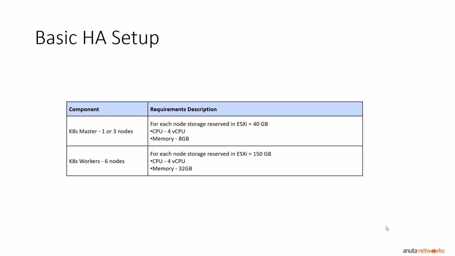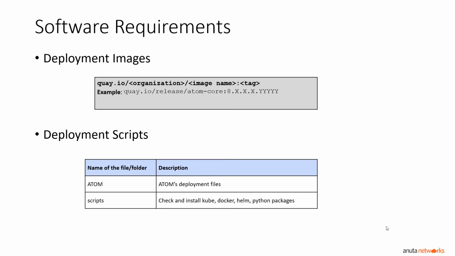This is the spec of the HA setup that is already taken care of on the AWS. Here are the software requirements for deployment. The deployment images for ATOM are stored in the software repository Quay. The deployment package for installation will be provided by Anuta. The package will have Helm charts and the corresponding YAML files that will take care of the default configurations for each of the microservices in ATOM. It will also have the details of the images that need to be downloaded.